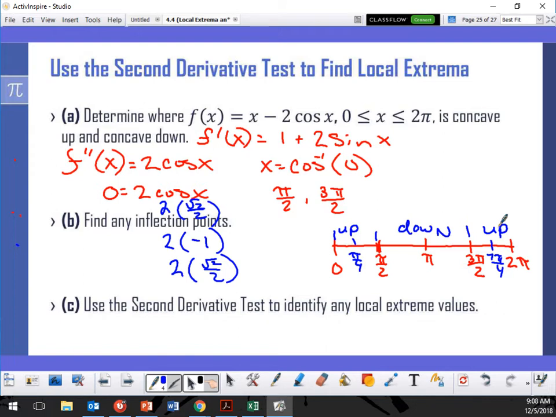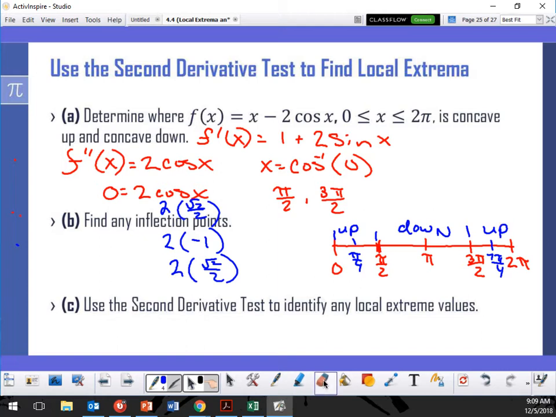What was the special thing for it to be an inflection point? It has to be changing at that point, right? Okay, good. I have that now. So at pi over 2, it changes, so it goes from up to down. And that means right there, it's an inflection point. And at 3 pi over 2, it goes from down to up. That's also an inflection point.